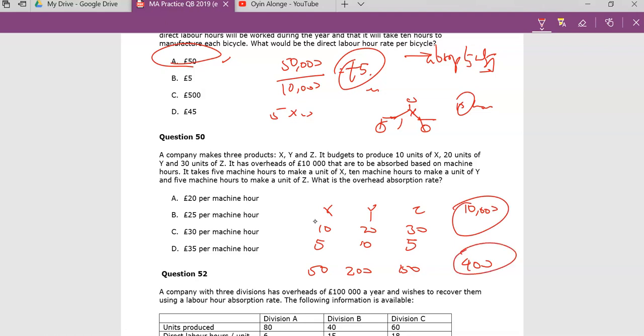So the whole idea is always find the total number of hours that we're dealing with in this entire business, and the total overheads. Find the overhead absorption rate that way, and then you can apply it to each hour, because that's what we're ultimately trying to find. What is the overhead attached to each driving hour? So 10,000 divided by 400 gives you a good 25, right? So that's what's going on over there. So the answer is B.